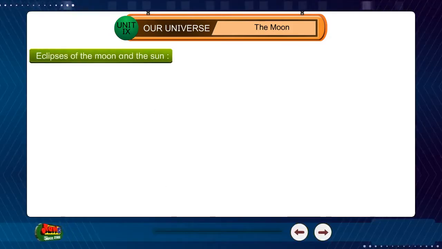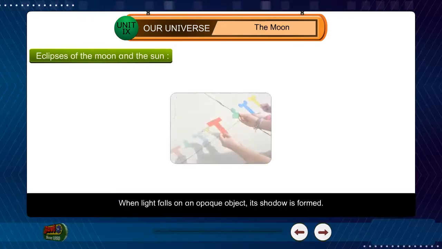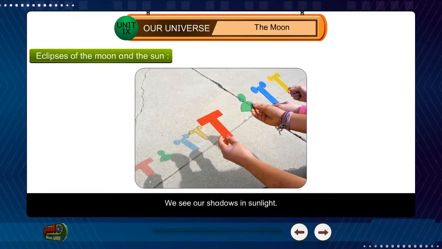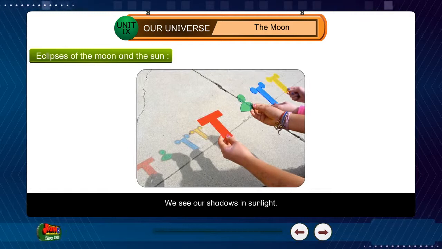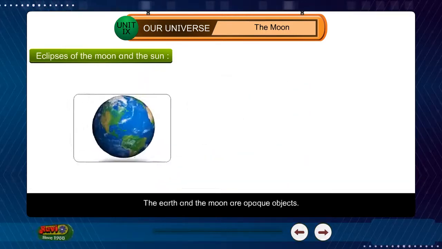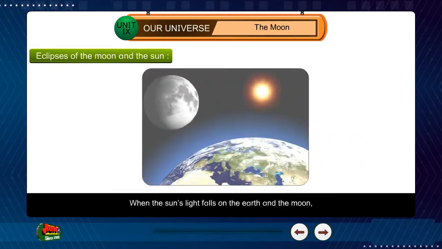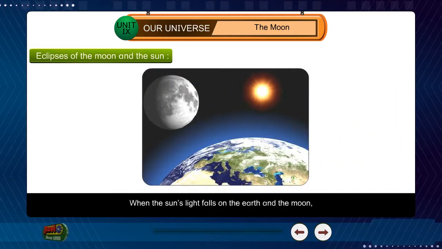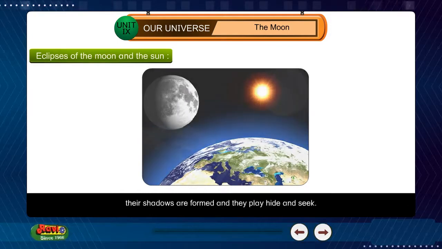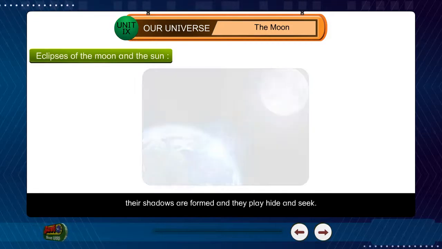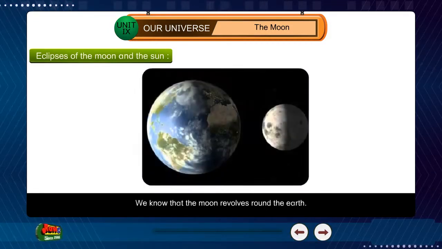Eclipses of the moon and the sun. When light falls on an opaque object, its shadow is formed. We see our shadows in sunlight. The earth and the moon are opaque objects. When the sun's light falls on the earth and the moon, their shadows are formed and they play hide and seek. We know that the moon revolves round this earth.